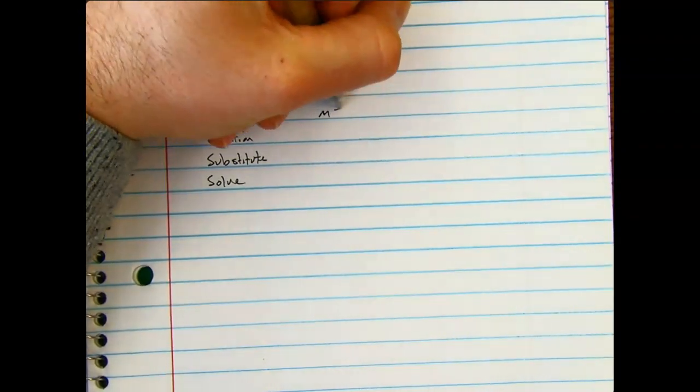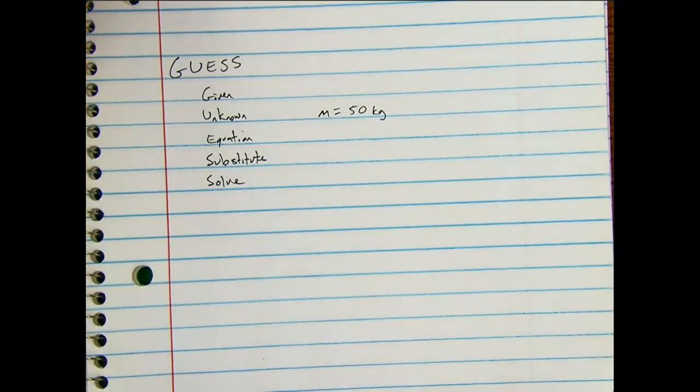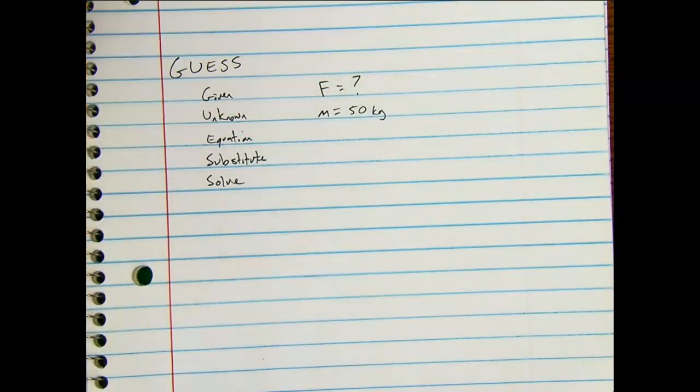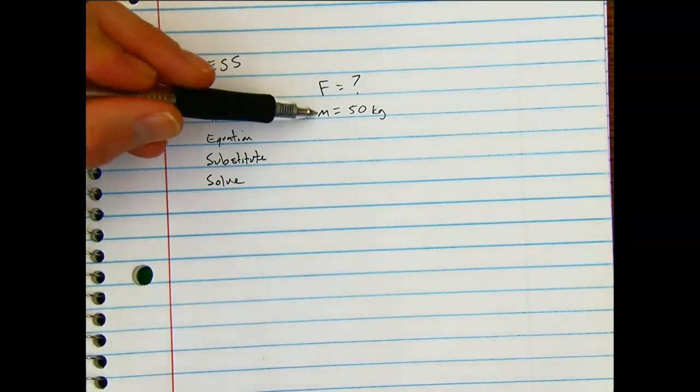So for this case, it says, what is the force of gravity on a 50 kilogram box? So let's write down what we know. We know that our mass is 50 kilograms. All right. And we know that the question is asking for force. So we have our given and our unknown.